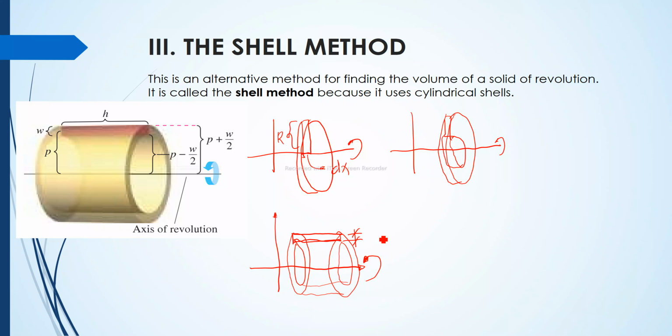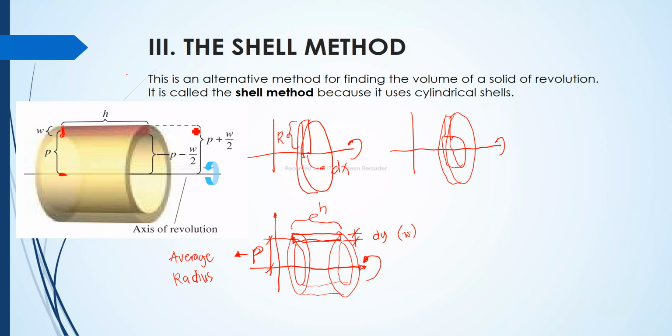Here, the thickness is just dy, and this one is our h. Our dy here is the w. This is for the rotation of this specific strip along the x-axis. And then at the middle of the thickness, that is our p, the average radius. As shown here, we have a thickness w, and from the center of that to the axis of revolution, we have our p, that is our average radius.